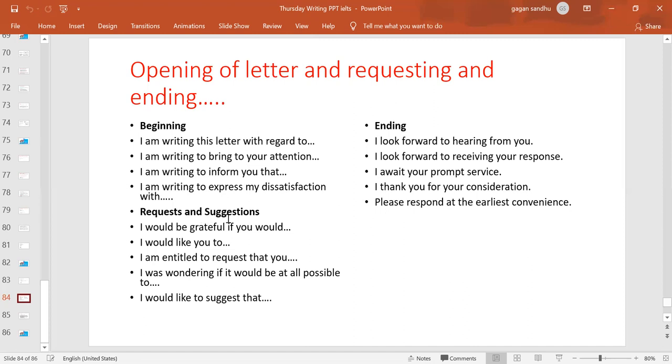If it's a requesting or a suggestion type of letter, how you can begin it in those cases, and how you can end your letter with the appropriate closing sentence as well. What you expect from the other person.